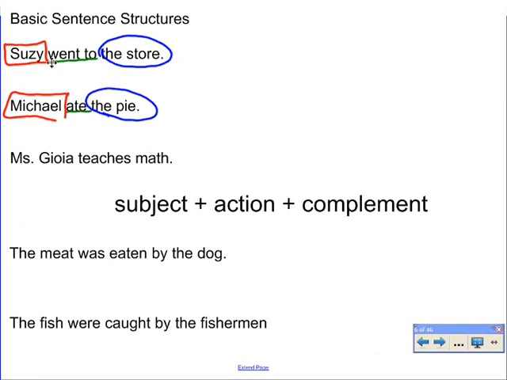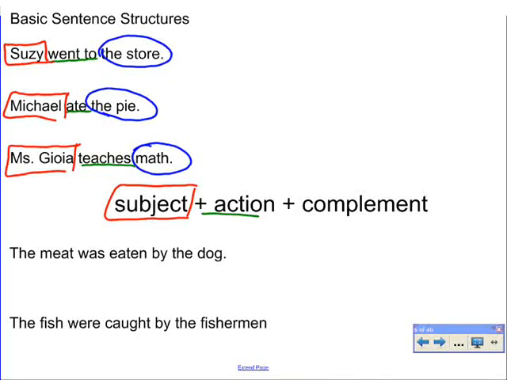If we look at our third sentence, where it says Miss Joya teaches math, again, the action is the action of teaching, so teaches is the action. If we ask ourselves who did the teaching, or who is doing the teaching, then that is Miss Joya. So Miss Joya is the subject. And finally, what is she teaching? Well, she is teaching math, so math is our complement. So you can notice that all of the basic sentences have the same subject, action, complement form. Now just to help you out, we have them as red, green, and blue. So subject, action, complement form.